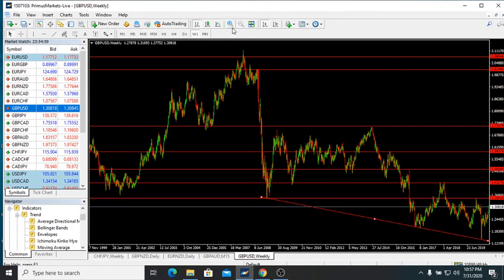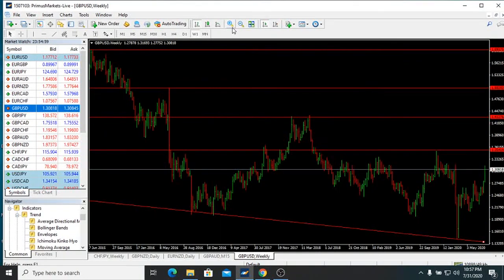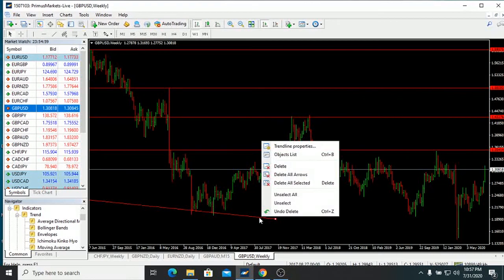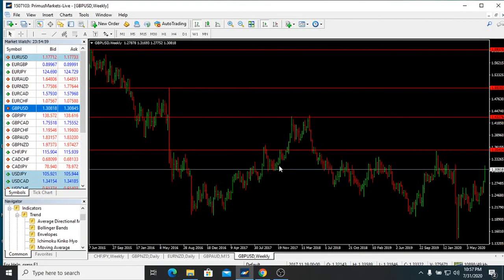So if I try to zoom, I'm sure you can see it clearer, the picture is becoming clearer. Let me take this trend line off. Now you can see the picture clearer. Now this trade is trying to make its way back up.